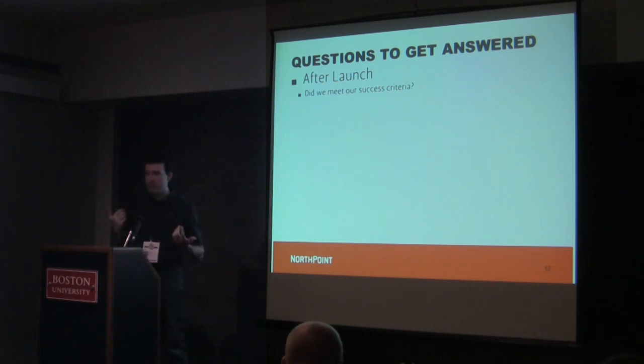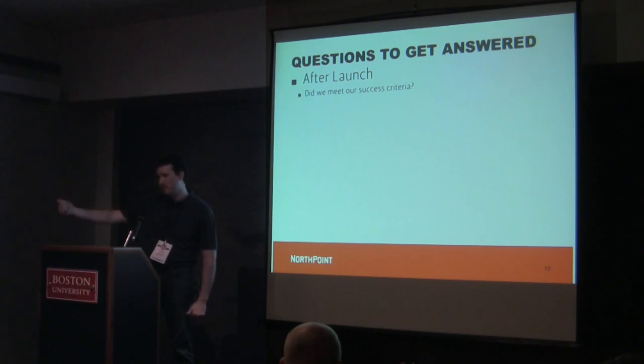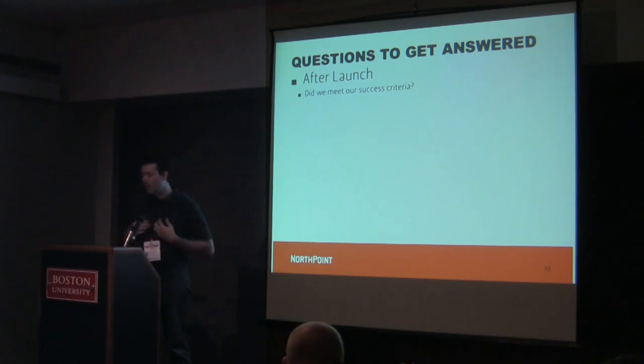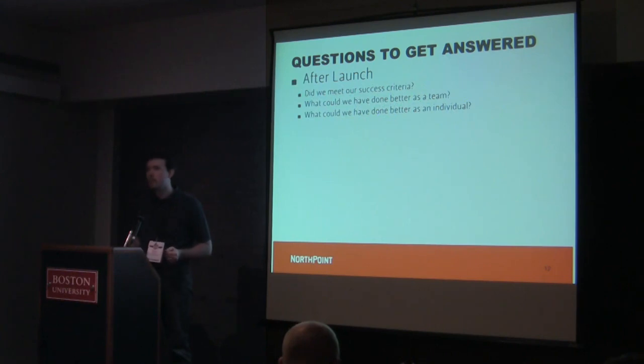So did we meet our success criteria? That's a good question to ask. This is the post-mortem process, finding out so the next project can be even more successful. Because you're not going to make it all perfect. My projects are never all perfect. We always have things we learn from. And then what could we have done better as a team? But also, what can be done better as an individual?